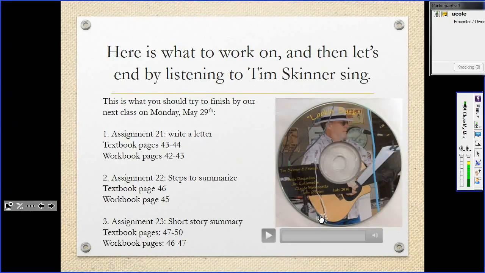All right, so this is one song from Tim Skinner's CD. Here you can see that this one was from July 2016. Thank you again, Tim, for sharing all of this with me, and yeah, so hopefully you enjoy.